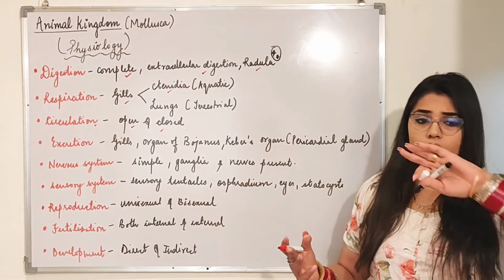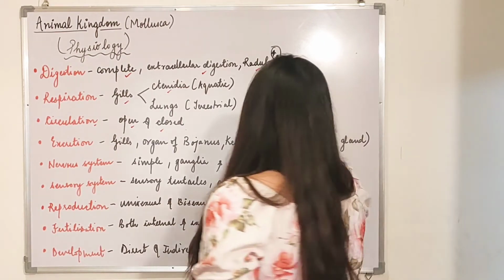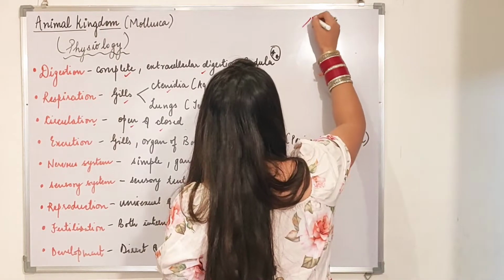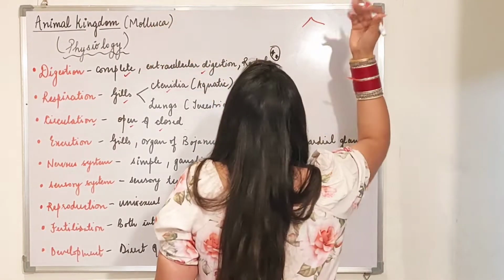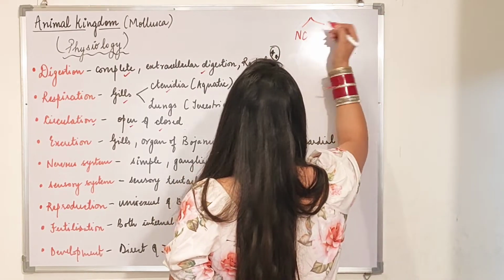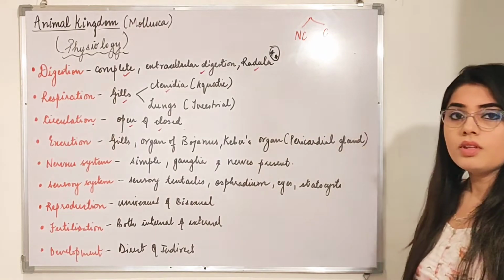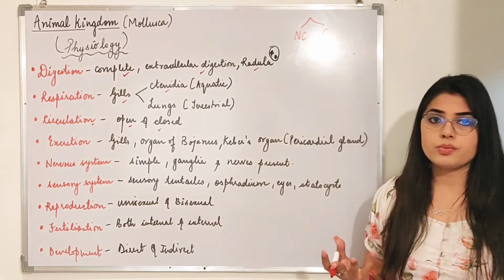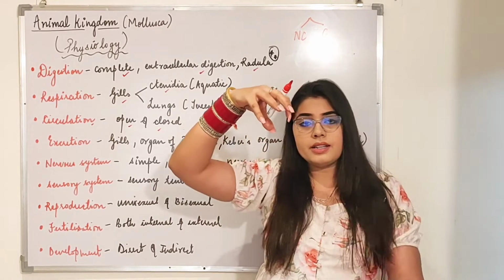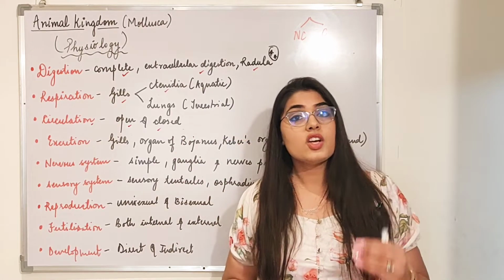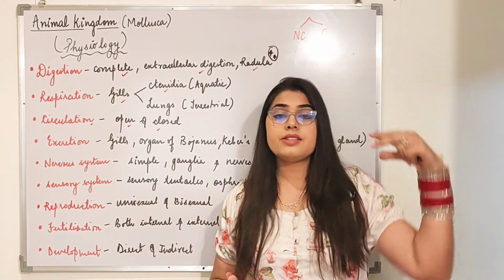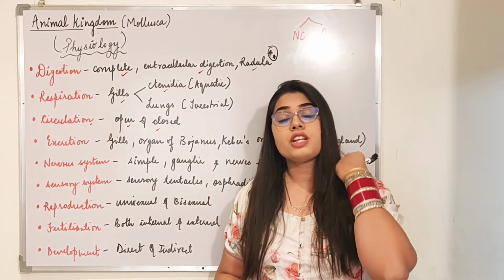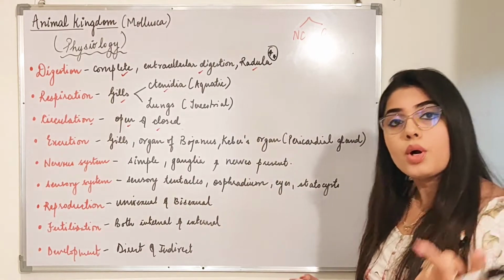Then circulation here is open also, closed also. Open circulatory system is also there and closed is also there. I'll tell you one thing now. There are two types of molluscs, non-cephalopod mollusca and cephalopod mollusca. The example of cephalopod mollusca is the octopus. What do you see in an octopus? A head is there, and from the head there are legs coming out. So the structure in which it seems like the head is directly giving rise to the legs, those organisms in which that type of arrangement is seen are known as cephalopod molluscs.